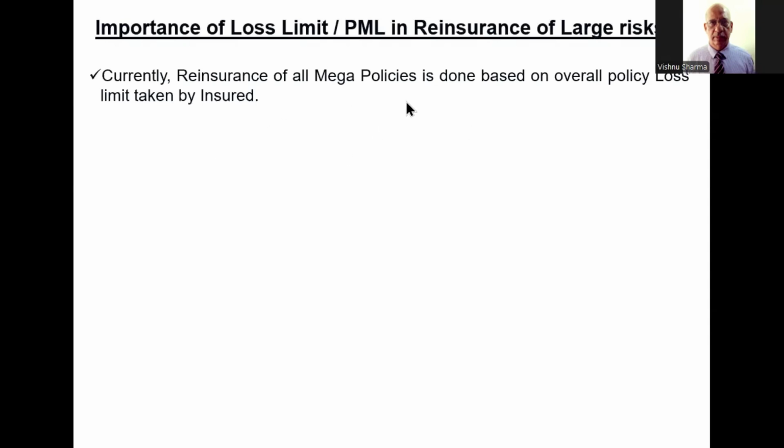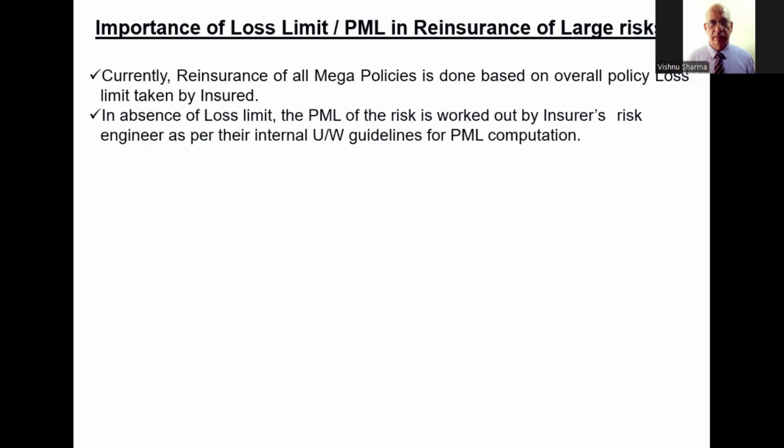Now you see the mega policy. What is the definition of mega policy? As you all know, it is MD plus BI, sum insured more than 2,500 crores. That is what is defined as large risk, we call it. So reinsurance is done on overall loss limit basis taken by the client. In absence of loss limit, we are compelled to take PML of the risk.